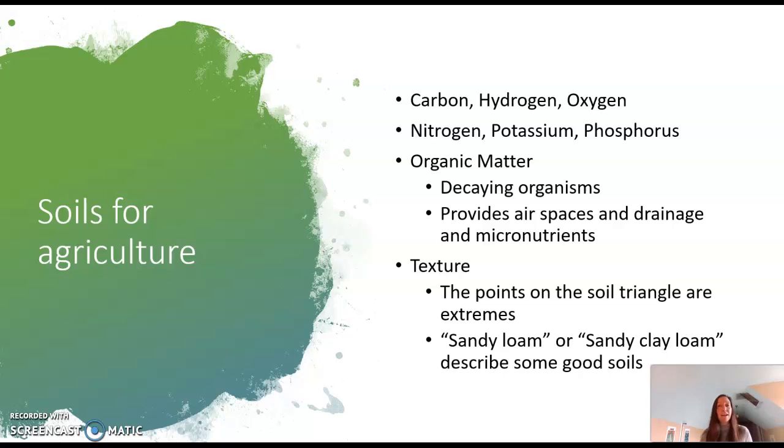But N, P, and K, which are the atomic symbols for those, N for nitrogen, P for phosphorus, and K for potassium, are very important elements for growing plants in any agricultural setting. We also have organic matter in soil for agriculture, decaying organisms, providing airspace, drainage, and micronutrients for our crops. So all of those can be found in the topsoil, all very important, adding different elements to our soils.